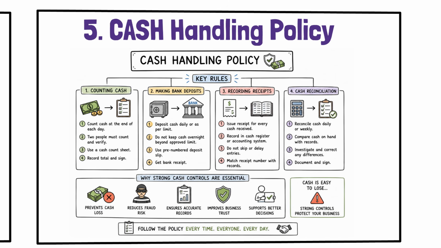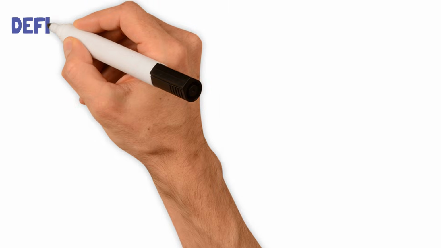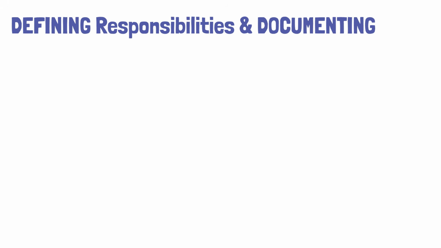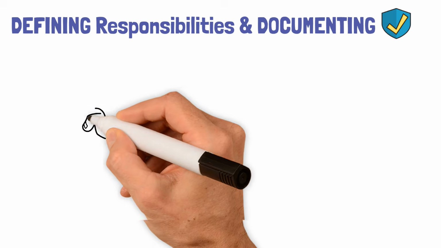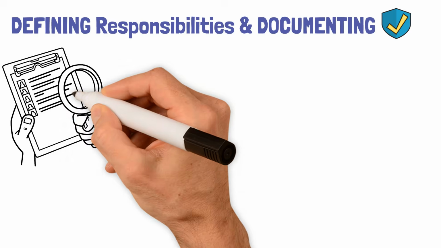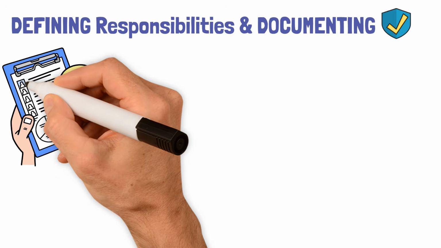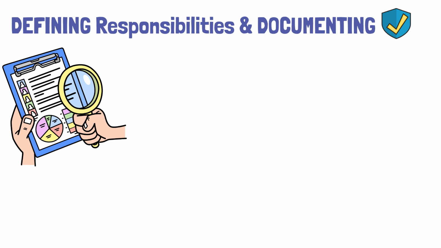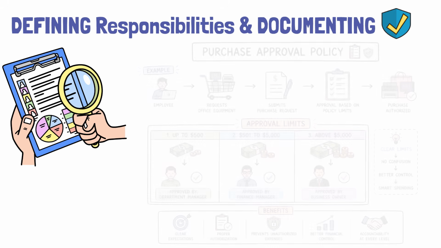this area are essential. Before we move on to the practical business example, let's first talk about something that's just as important: defining responsibilities and documenting everything clearly. Even the best accounting policies will fail if employees do not know who is responsible for following them. Every policy should clearly identify who performs the task, who reviews it, and who gives final approval.